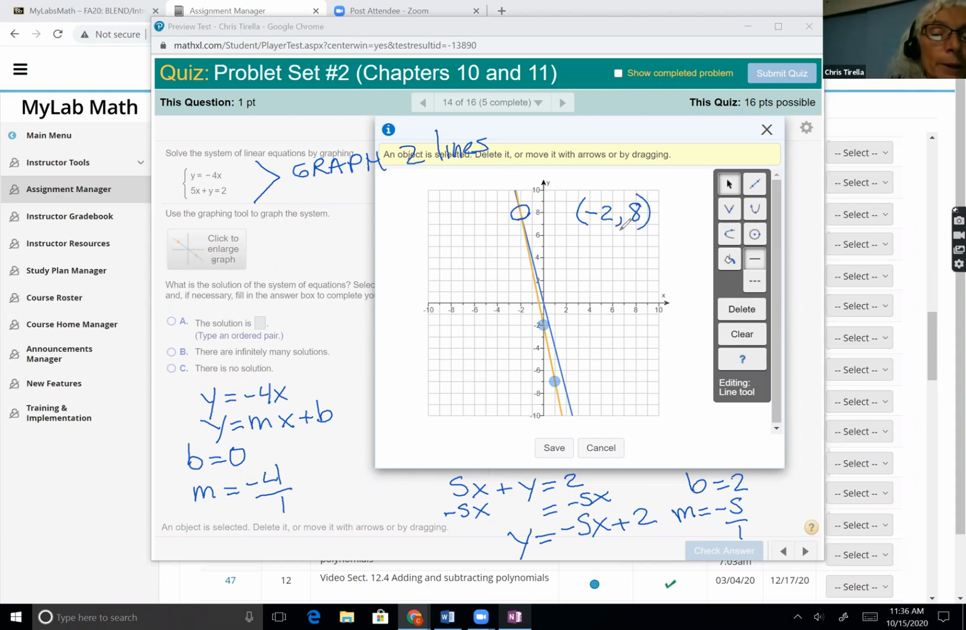And I would probably double check by plugging in. If x is negative 2, I would get y equals 8. So that one works. Over here, if x is negative 2, that's negative 10.